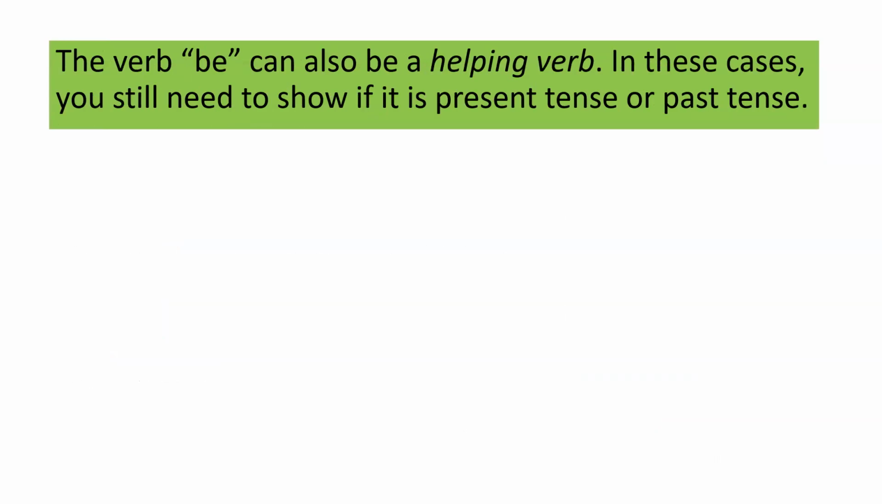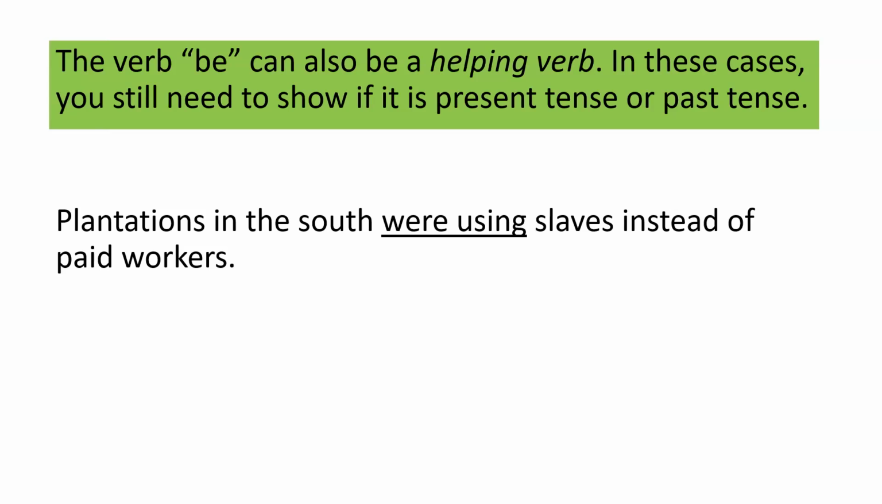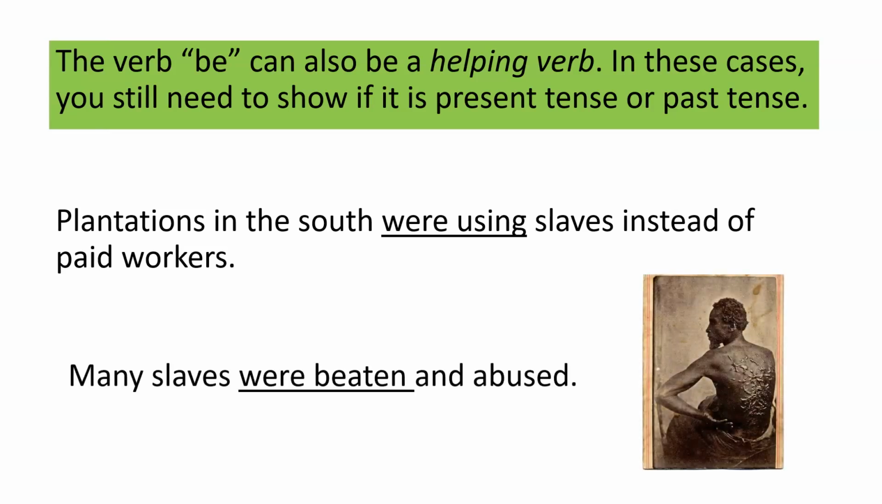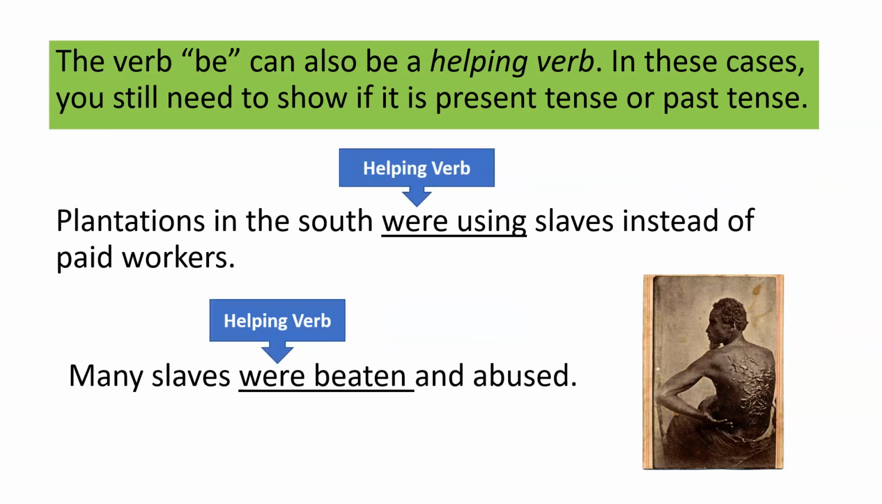The verb be can also be a helping verb. So in these cases, you still need to show if it is present tense or past tense. For example, plantations in the South were using slaves instead of paid workers. Many slaves were beaten and abused. So in these sentences, were and were are examples of past tense verbs of be.